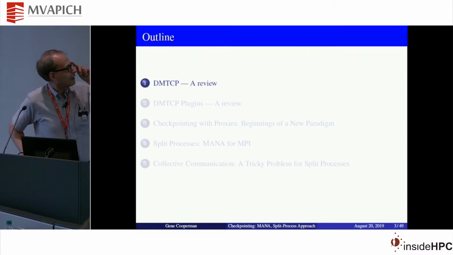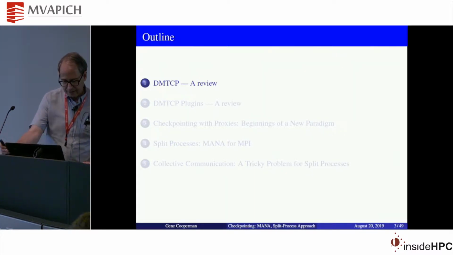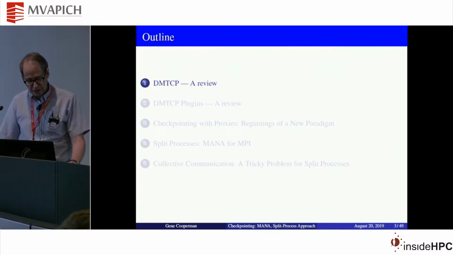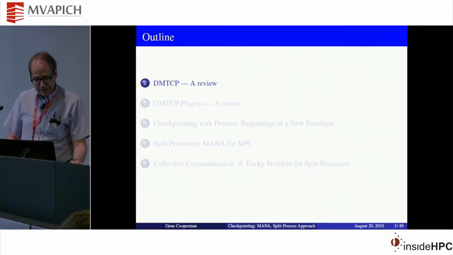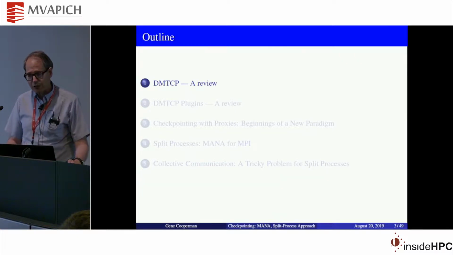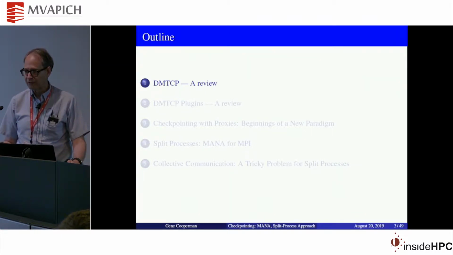So we're going to first do a quick review, then we'll talk about the idea of plugins. Plugins are very basic to our own checkpointing approach. And at that point, we'll go on to the idea of proxies. Proxies were halfway toward the new approach that we have for checkpointing now. Finally, we'll get to split processes. Split processes, number 4 in that outline, is really the core of the new idea. And this is what has us very excited about what can be done in the future after this.